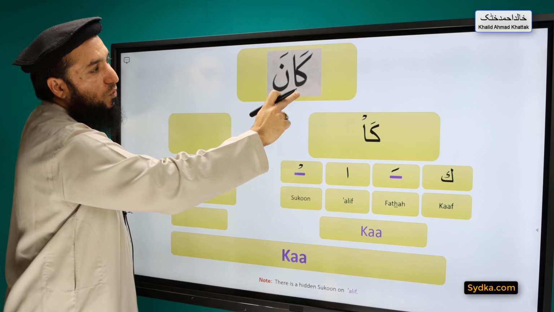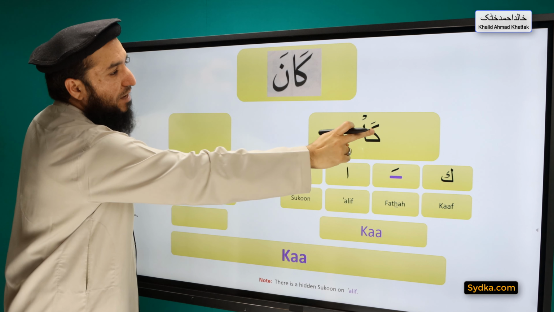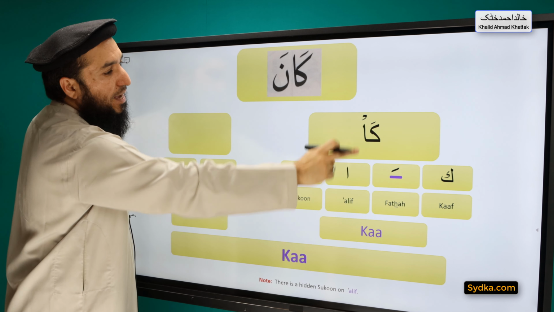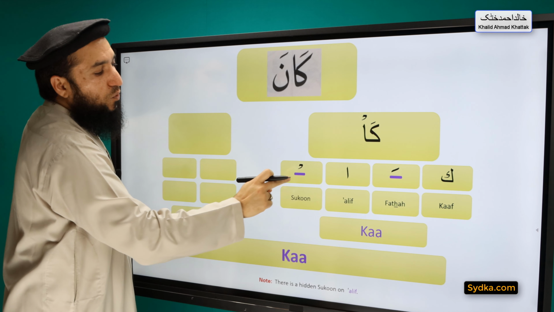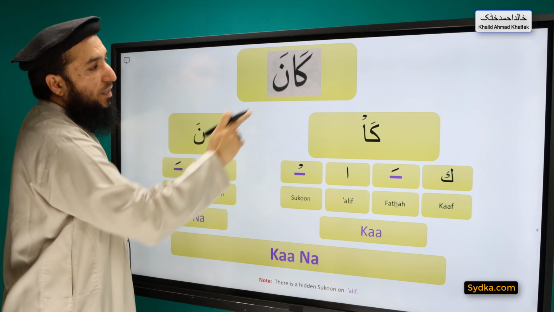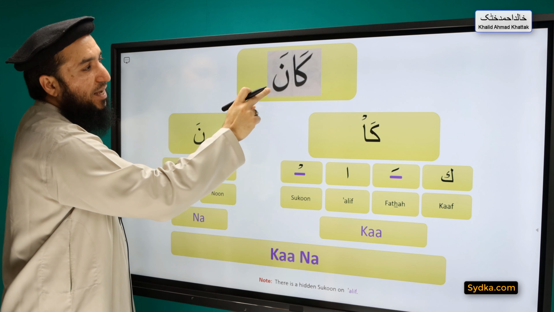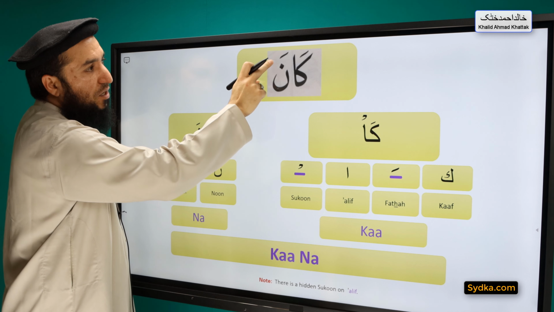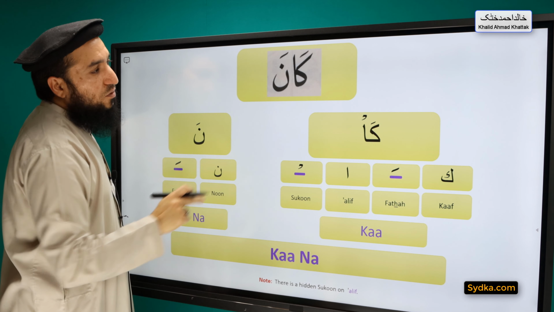Kaf Fatha Alif Sukoon Ka. The next syllable we have is Noon Fatha Na. Noon is a light letter. It has Fatha on top of it, and it will be prolonged for 1 count.